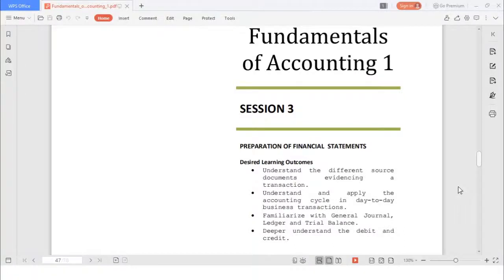Session 3 will be talking about the preparation of financial statements. So our learning outcomes are to understand the different source documents evidencing a transaction, understand and apply the accounting cycle in day-to-day business transactions, familiarize yourself with the general journal, ledger, and trial balance, and to have a deeper understanding of the debit and credit.